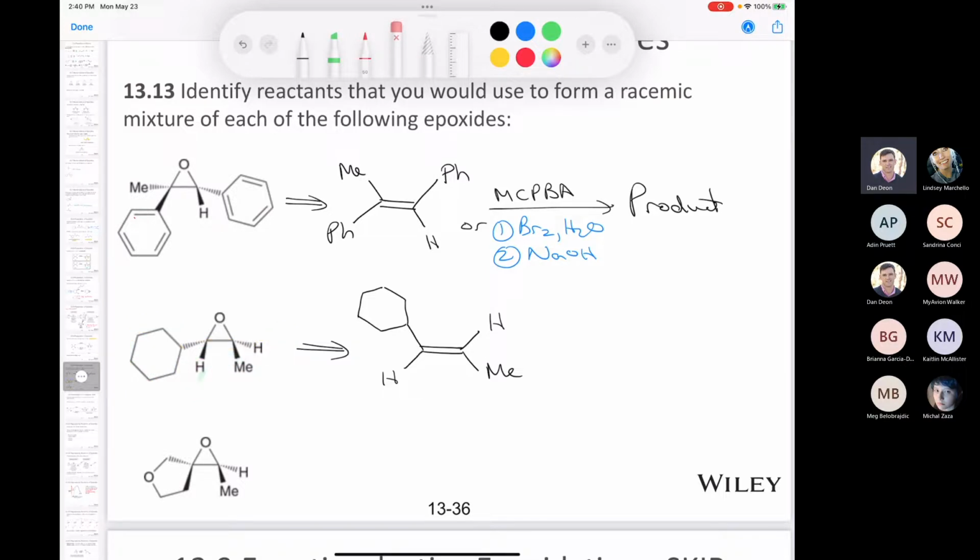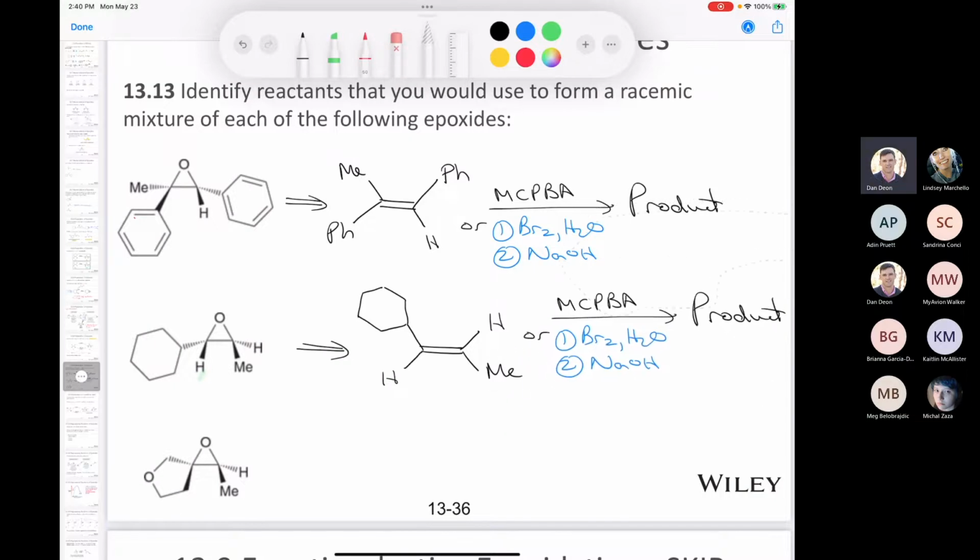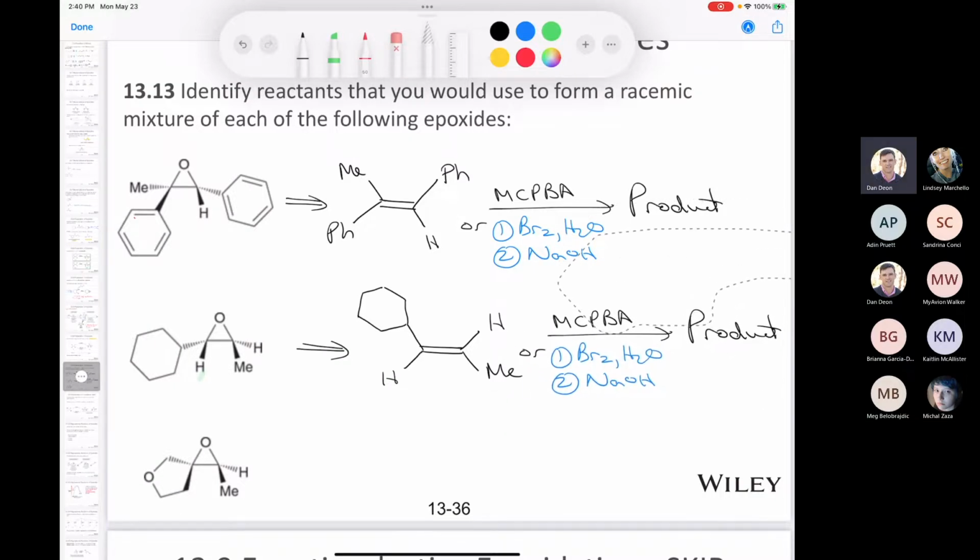There's our starting alkene. And we're going to do the same old reaction conditions as before. So we'll just copy and paste that. Copy and paste. And this won't work either, but anyhow. There we go. All right.